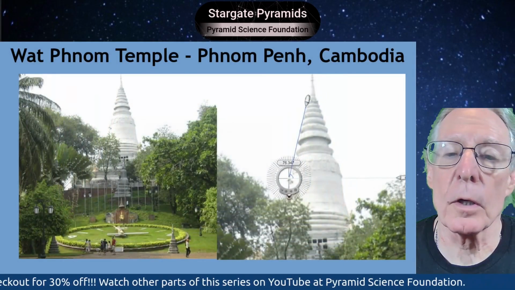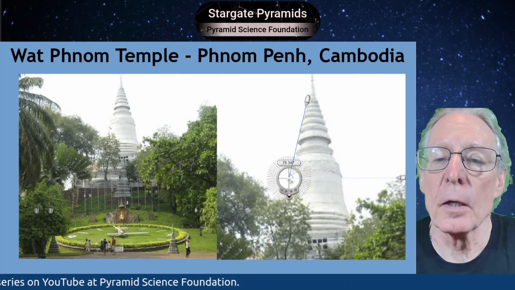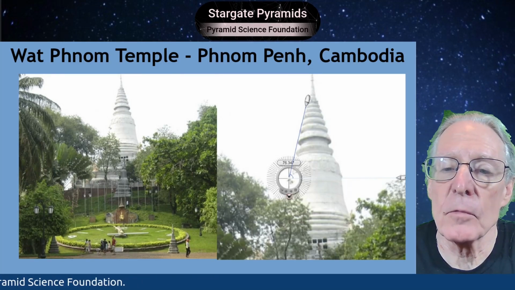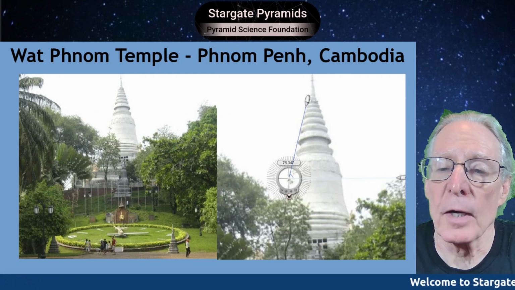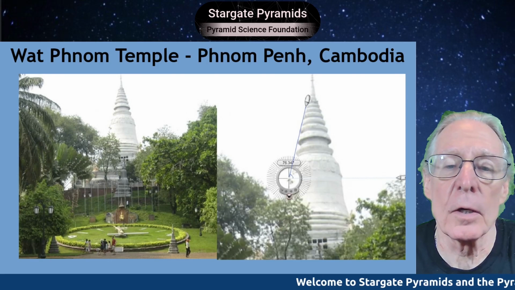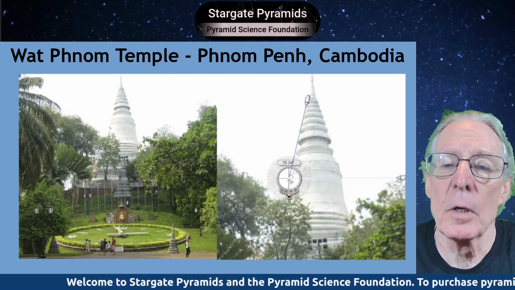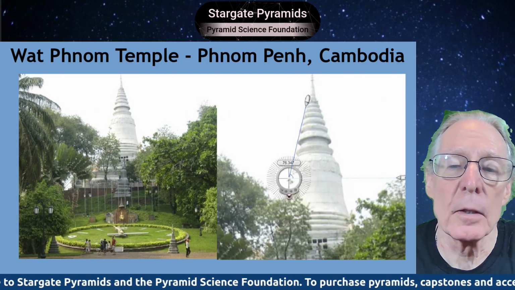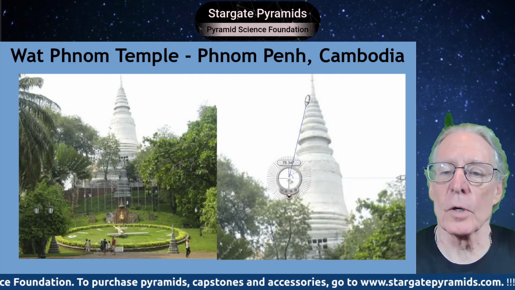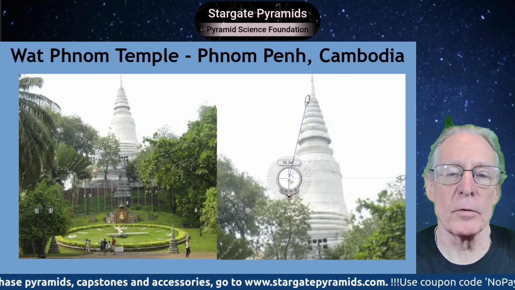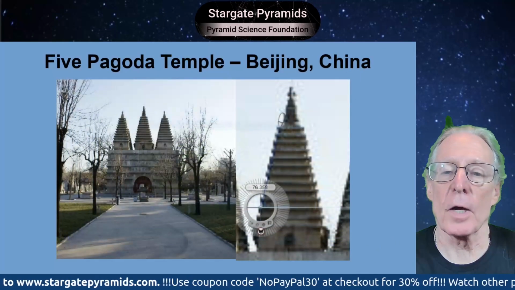So moving on, we're going to now see some more examples of this geometry in temples, Buddhist temples throughout Southeast Asia. Here's some examples in Cambodia. This is the Wat Phnom temple in Phnom Penh, Cambodia. Familiar to those of us who lived through the era of the Vietnam War. So Phnom Penh.